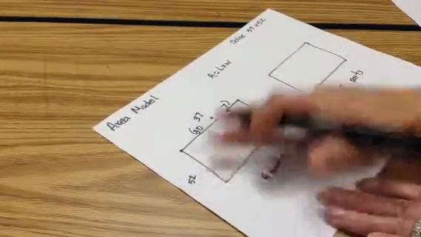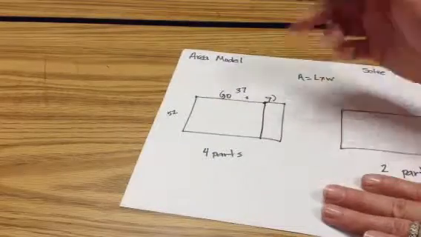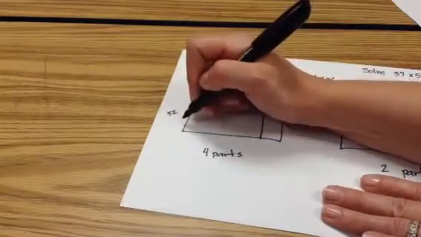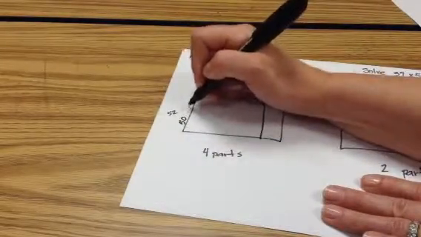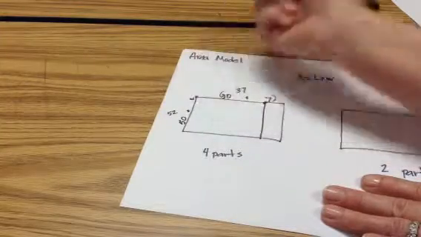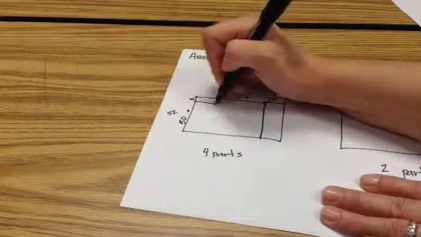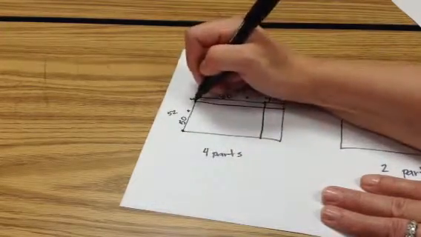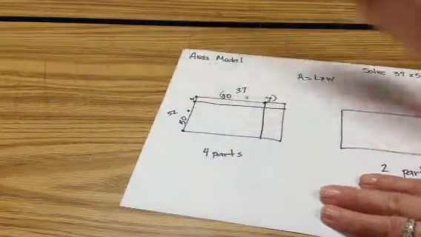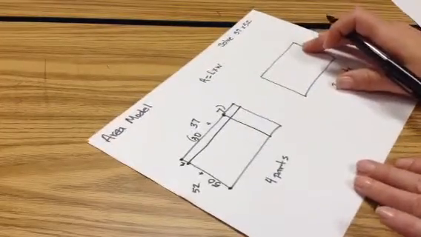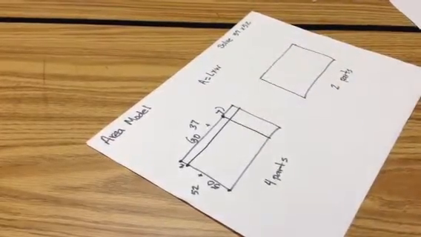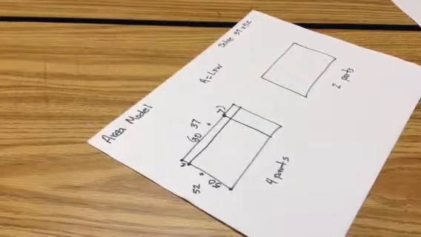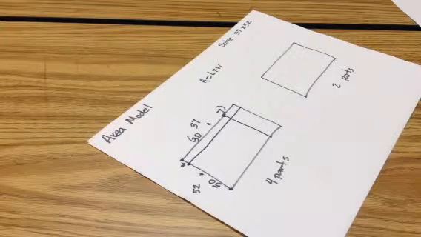I'm going to do the same thing down here. I'm going to turn the paper a little bit so I can easily see it. And I'm going to break up 50 and 2. So I have 50 from here to here and 2 from here to here. So now, this is definitely not to scale, but it does help me break up my problems. So now I'm dealing with 4 different small rectangles.